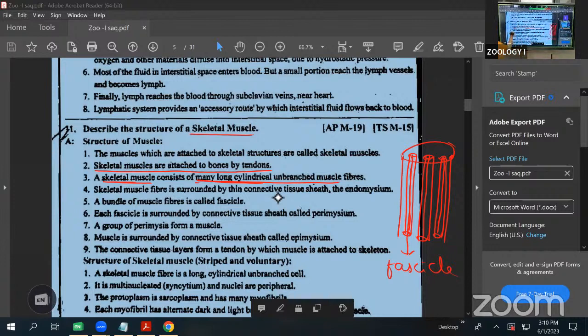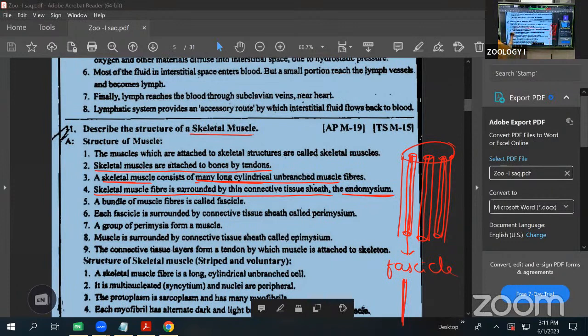Next, the skeletal muscle fiber is surrounded by a connective tissue sheath that we call the endomysium. Here, this line is a muscle fiber, and it is surrounded by a membrane. That membrane is called the endomysium.